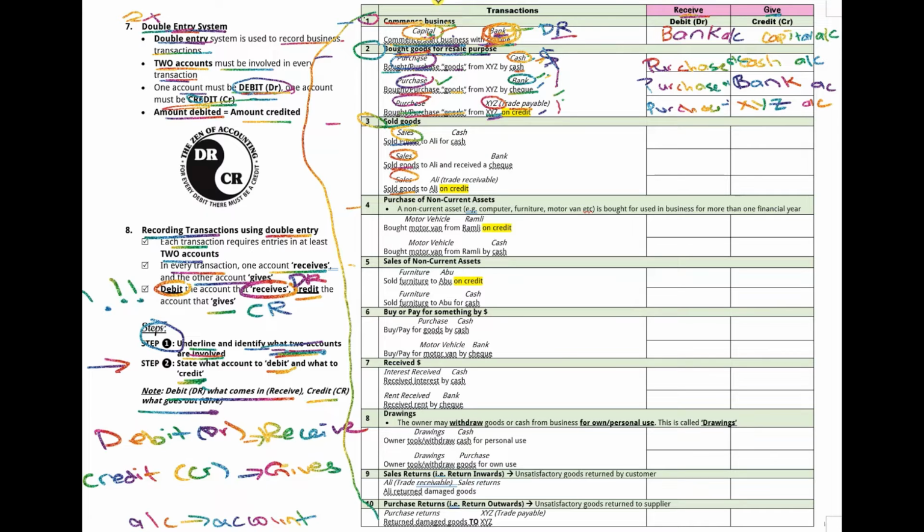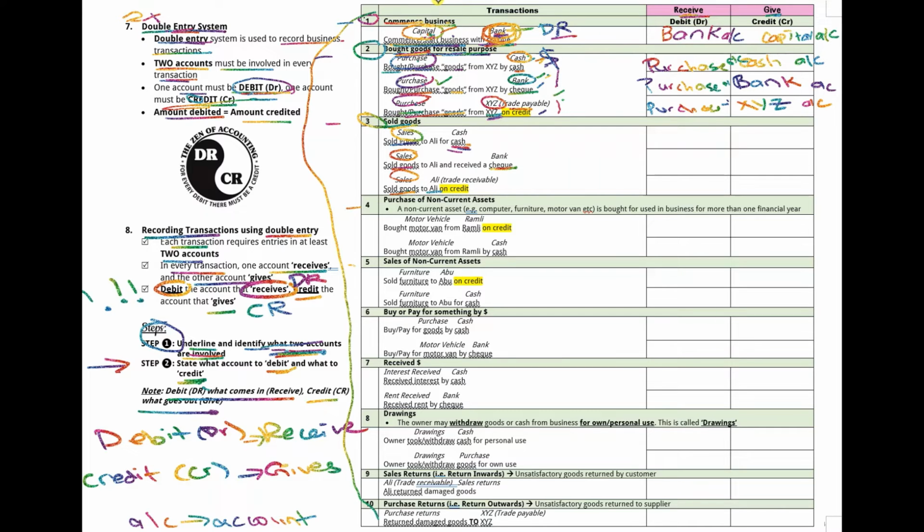You sell for cash, you sell the goods and receive the cash. You sell the goods and receive a check. You sell the goods to Ali, a person's name, meaning he has not yet paid you the money. Because if he paid you the money, you would see the money here, cash or check.